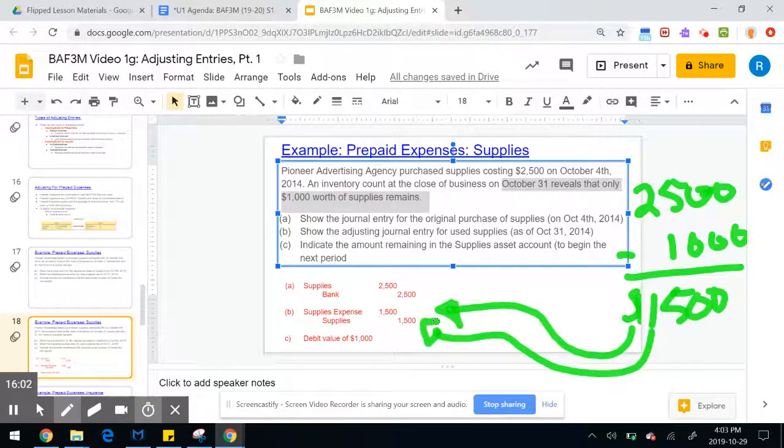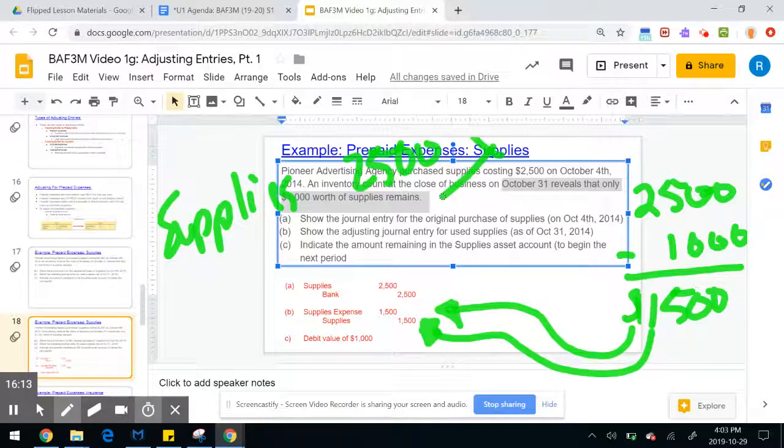And our supplies, if we don't do an adjusting entry at all, our next balance sheet is still going to say that supplies is $2,500, but that'll be wrong. Our supplies should say $1,000 because it's all we have left. So we credit supplies by $1,500, and that'll bring the new balance to $1,000.